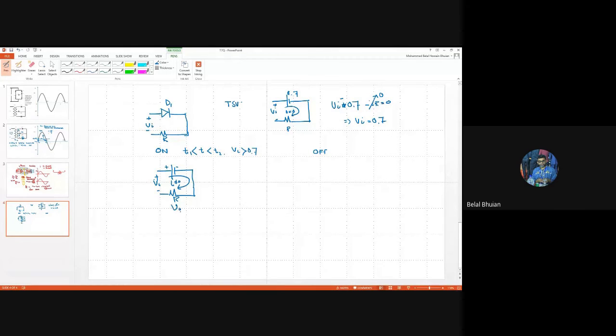So VR, plus minus. If I apply KVL, we get plus Vi minus 0.7 minus VR equals 0. So VR equals Vi minus 0.7. So this is the input-output relationship when the diode is on.